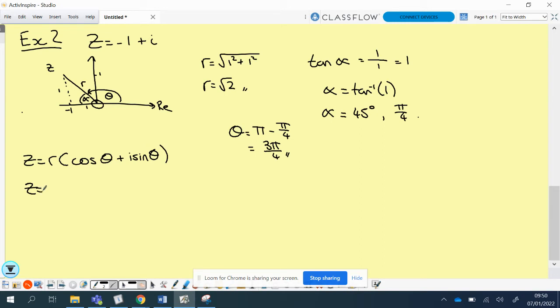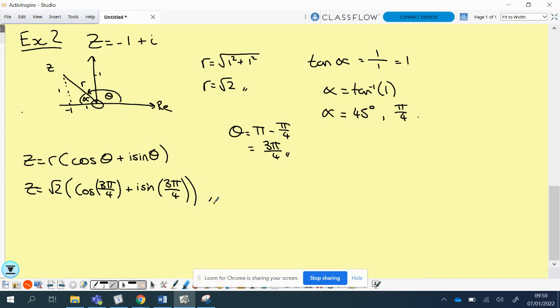So that's going to be square root of 2, because that's what r is, cos 3 pi over 4 plus i sin 3 pi over 4. Okay, so that's the second example. You can see there was a little bit extra work just because of what quadrant we were in, in the coordinate scheme, in our Argand diagram.